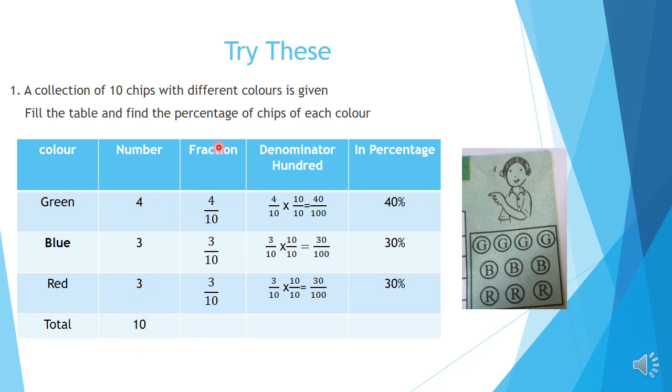Now the fraction. Fraction means number of chips divided by total. So 4 by 10. Here what we will write? Number of chips is 3 and total is 10. So 3 by 10. Here also red chips are 3. Total chips number 10. So the fraction is 3 by 10. So here we have completed the column for fraction.